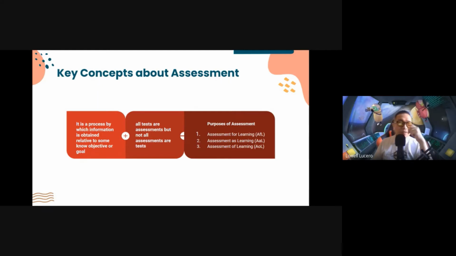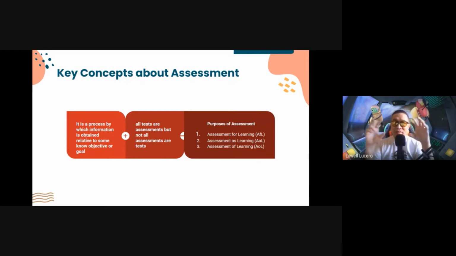Then we have also purposes of assessment, right? Dito sa purposes of assessment, we have assessment for learning, assessment as learning, and assessment of learning. Now, in our course CPE105, this is assessment in learning. So meaning, it comprises all the purposes. In the previous curriculum, yung assessment sa 105, it's named as Ed 127. Yung Ed 127 is assessment of learning. So nakafocus lang siya sa summative assessment.